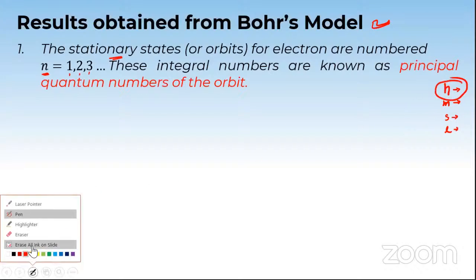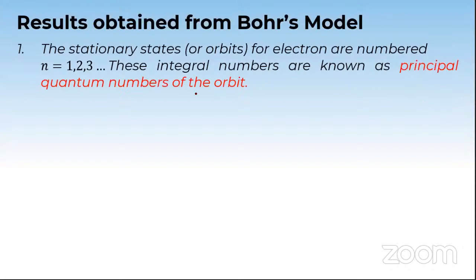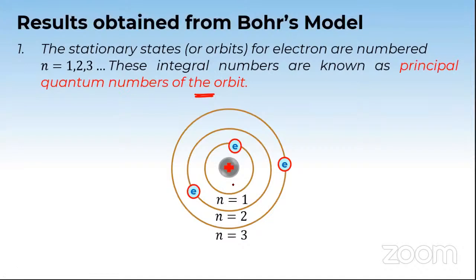So what does the principal quantum number tell us? It tells us which orbit the electron is rotating in. For example, notice here in the diagram, if I say that the electron is present in n is equal to 1, that means the electron is here in this orbit. If I say n is equal to 2, that means the electron is located in the second orbit. If I say n is equal to 3, that means the electron is located in the third orbit. Very simple. So the principal quantum number gives us the location of the electron.